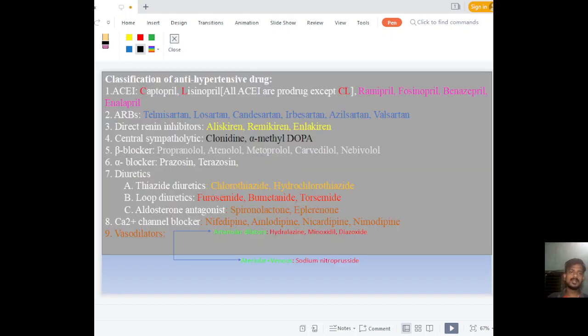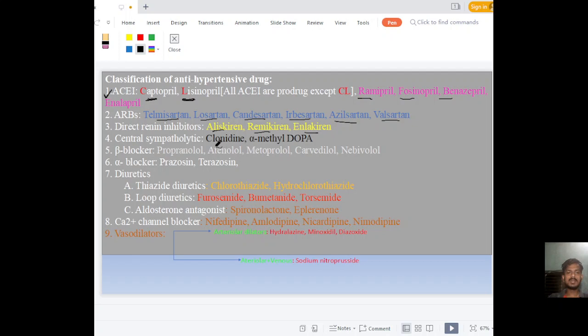If we talk about this classification, the first class is angiotensin converting enzyme inhibitors, that is captopril, lisinopril, enalapril, ramipril, benazepril. You have to remember that all the ACE inhibitors are prodrugs except captopril and lisinopril. Then angiotensin receptor blockers: telmisartan, losartan, candesartan, irbesartan, azilsartan and valsartan. Next is direct renin inhibitor, which directly inhibits the release of renin: aliskiren, remikiren and enalkiren.